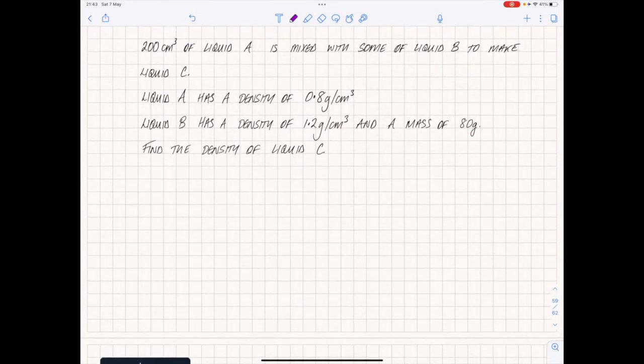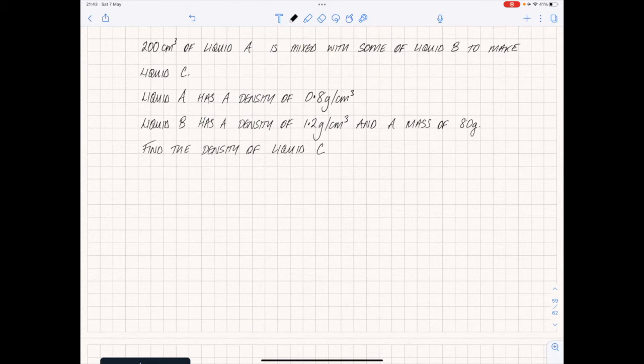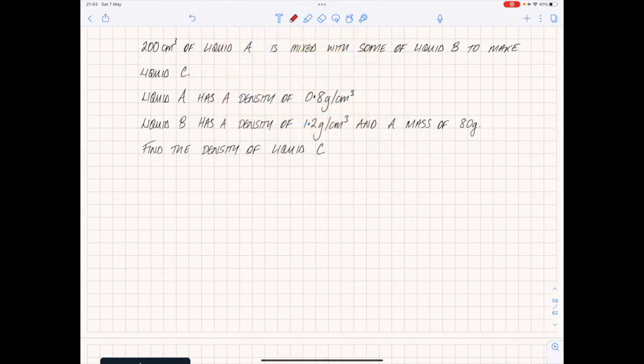Right, let's look at this one, which would come up towards the end of a foundation paper and would be on the higher paper as well. So it's worth looking at this and understanding what we can do. 200 centimetres cubed of liquid A is mixed with some of liquid B to make liquid C.